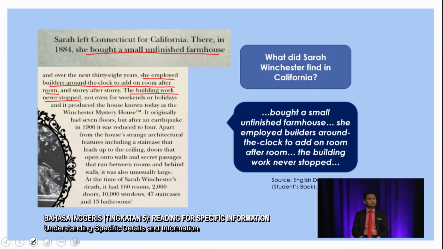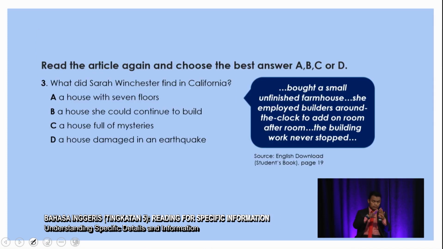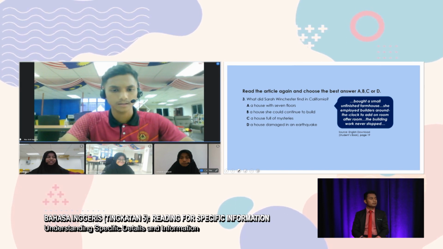Okay, next we need to compare the one we have from the text with the options that we have on the left-hand side. So for number 3, option A, a house with 7 floors. Option B, a house she could continue to build. Option C, a house full of mysteries. And option D, a house damaged in an earthquake. Okay, so Arif, which option matches our answer? The most suitable answer is B, a house she could continue to build.